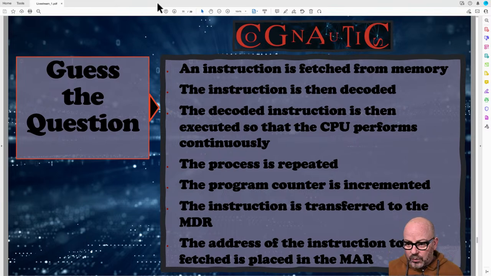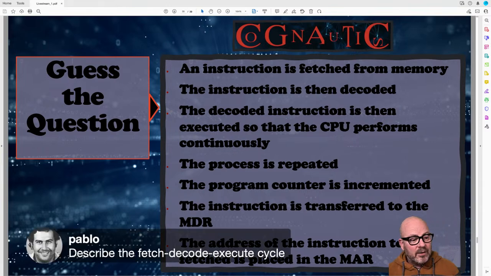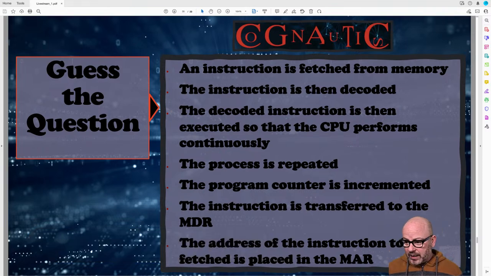Now, jumping to this one, I think that Pablo has answered this question, which is, describe the fetch, decode, execute cycle. That is completely what the question was. So literally, that's what you need to know about the fetch, decode, execute cycle. An instruction is fetched from memory, it's decoded, the decoded instruction is then executed. So really, all you're doing is putting a bit of spam around fetch, decode, execute, aren't you? The process is repeated. So each of these, I've taken from a previous mark scheme. Each of these was worth one mark, up to a total of, I think, 3 or 4. So these are the bullet points, each worth a mark, that were taken from the OCR mark scheme.